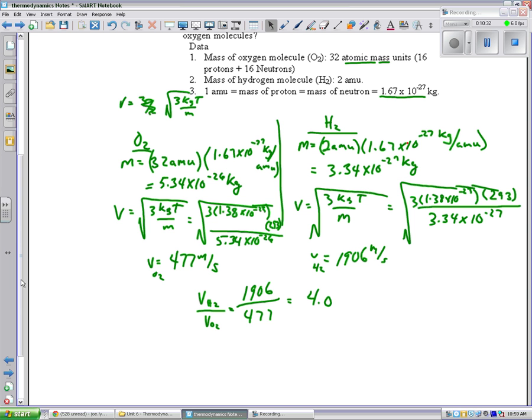The reason I find it kind of interesting is which we find more of on Earth. We find a lot more oxygen on Earth than we do hydrogen. The reason why, the hydrogen's moving faster, and therefore it can escape the Earth's gravitational pull. Remember, this 1906 is only the average velocity. Some are going faster than that, and those will escape, or can escape, the Earth's gravity.